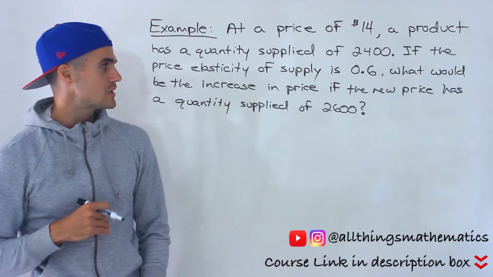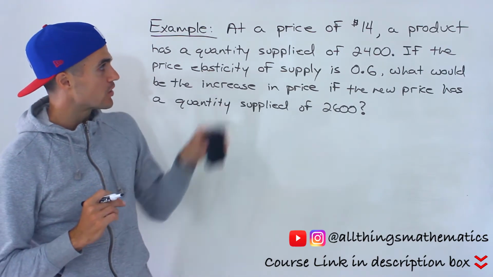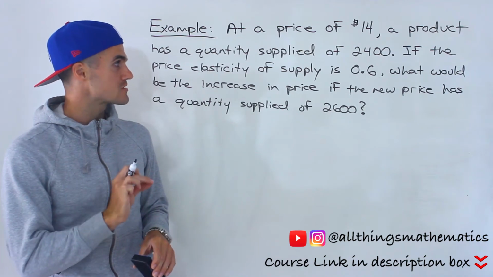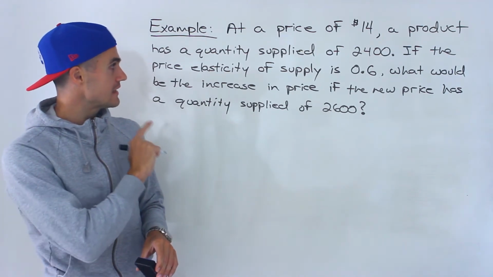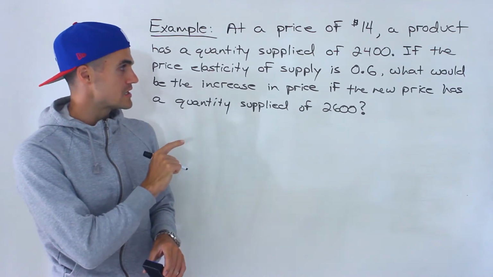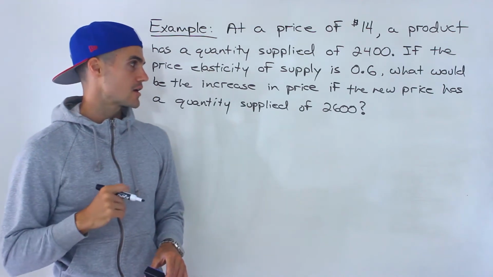And moving on to the next question dealing with the price elasticity of supply. We're told that at a price of $14, a product has a quantity supplied of 2,400. If the price elasticity of supply is 0.6, what would be the increase in price if the new price has a quantity supplied of 2,600?